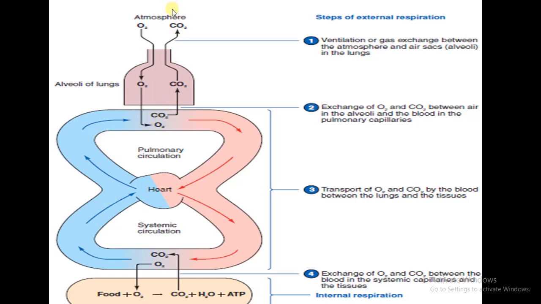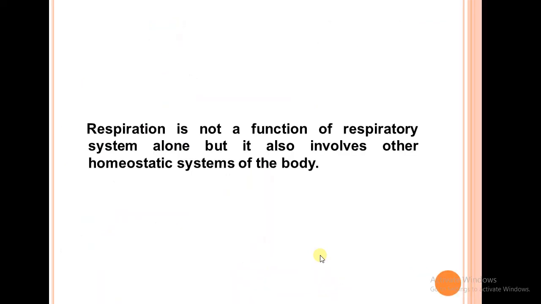So between atmosphere to the tissues of the body, there are 4 steps involved in the process of external respiration, and we are going to learn the details of all these 4 processes, or the 4 stages of external respiration, one by one. Today our goal is to understand the anatomy of respiratory tract.